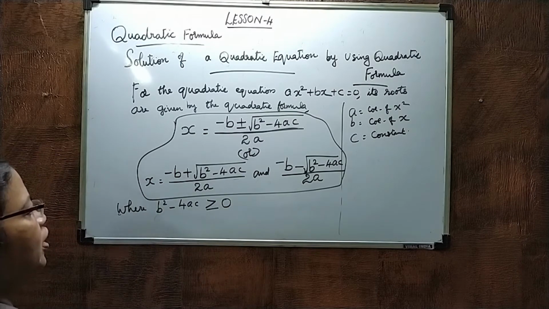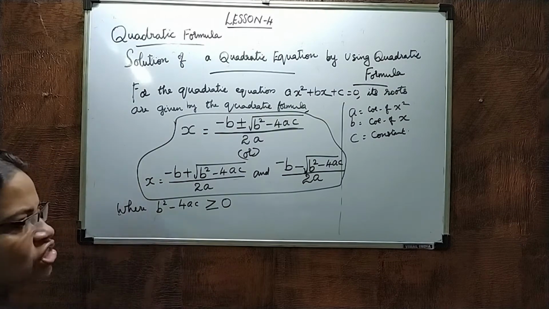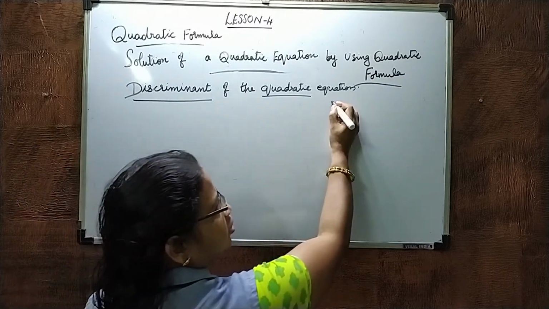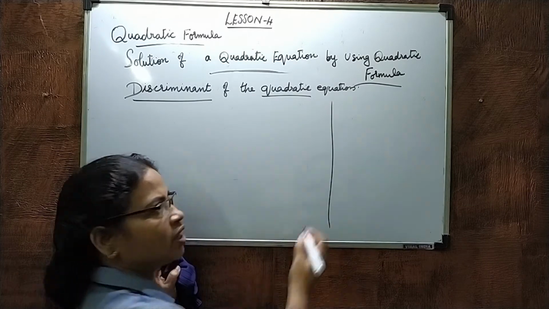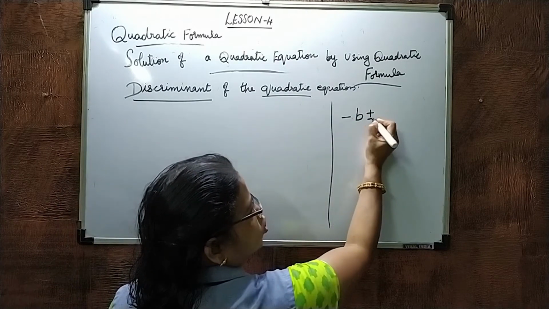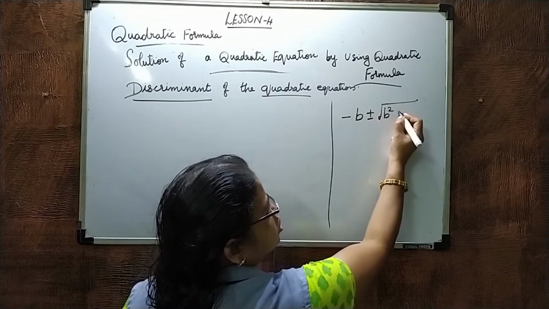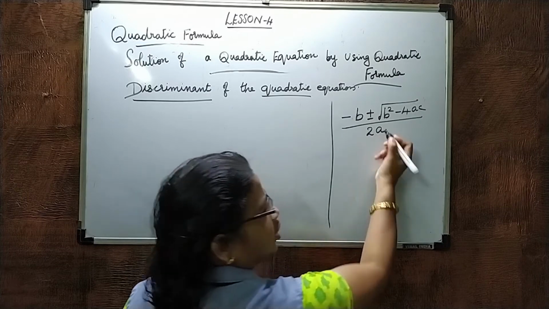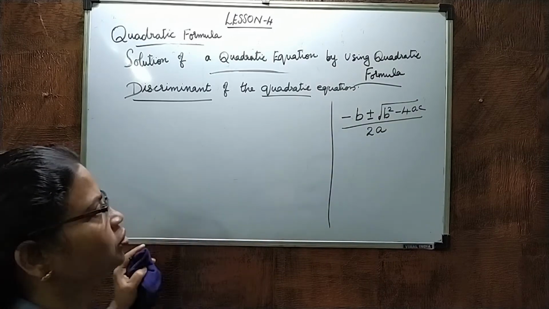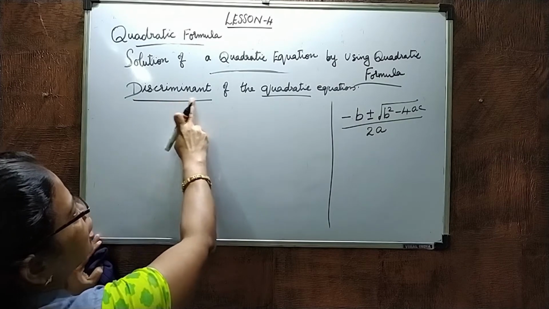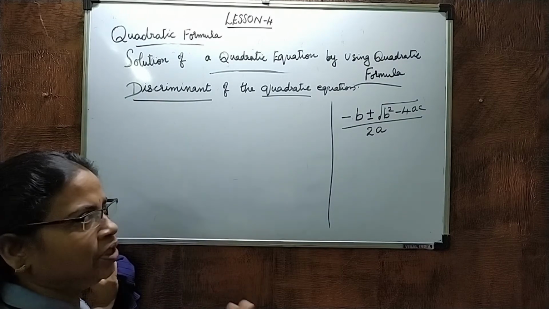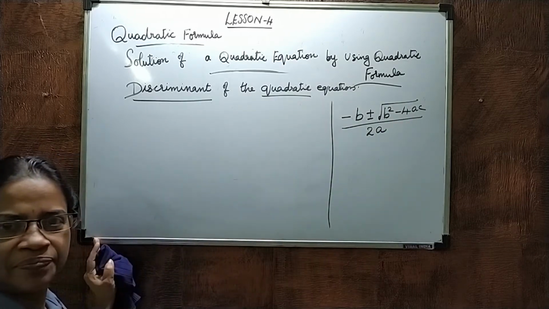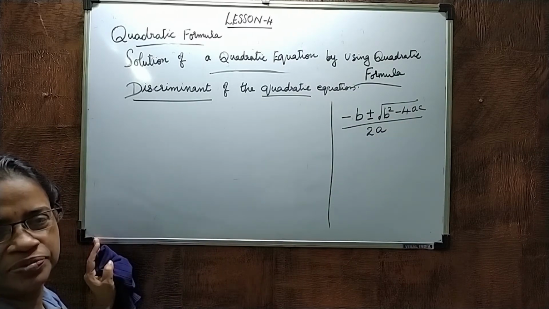Then one more thing you have to find out. The next term is called the discriminant. Now you learned about the quadratic formula. What is the quadratic formula? Negative b plus or minus root of b² − 4ac, the whole divided by 2a. Right. Now look, the next term is the discriminant. Discriminant means you have to find out this b² − 4ac. That is the discriminant. Okay.